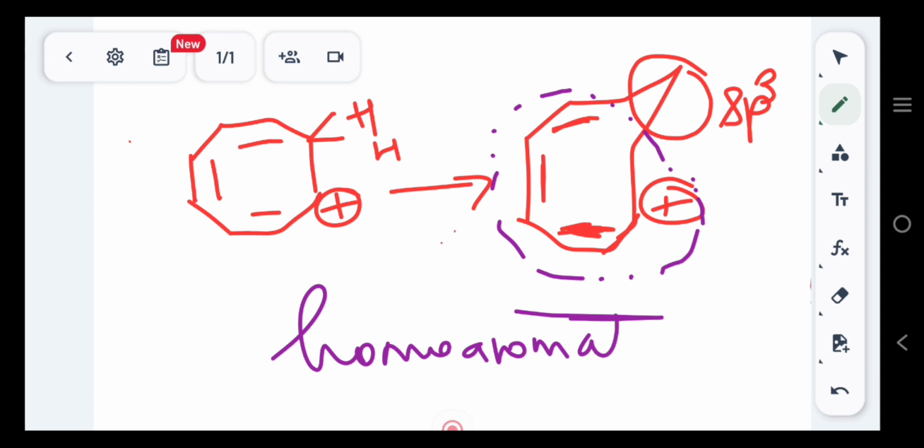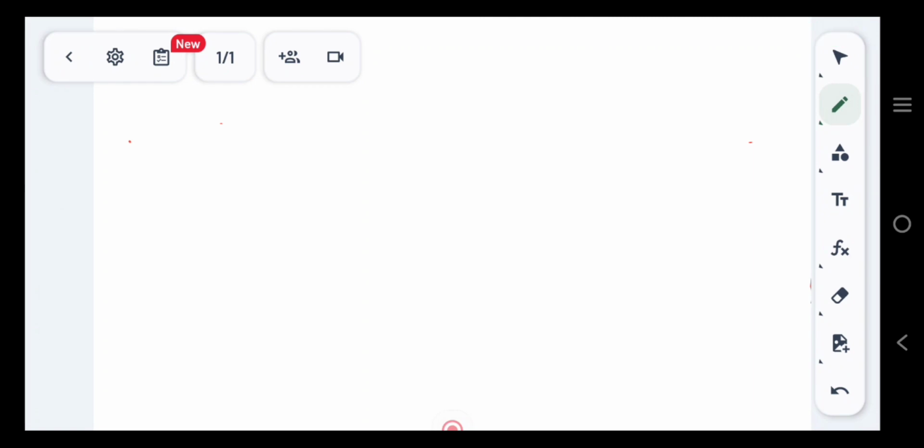Homoaromatic compound. So, homoaromaticity is nothing but you will have an sp3 hybridized carbon atom also. But if you remove that sp3 hybridized carbon atom, the remaining system will be aromatic in nature. That is known as homoaromaticity. Let me give you another example so that you will be clear with the concept.